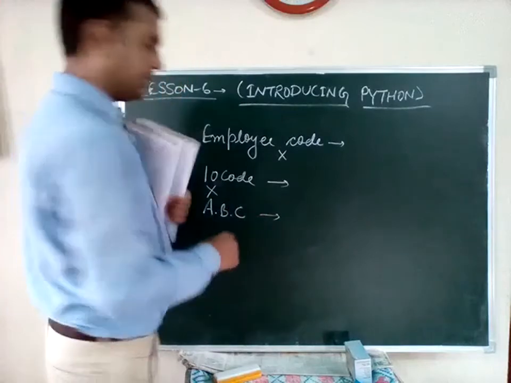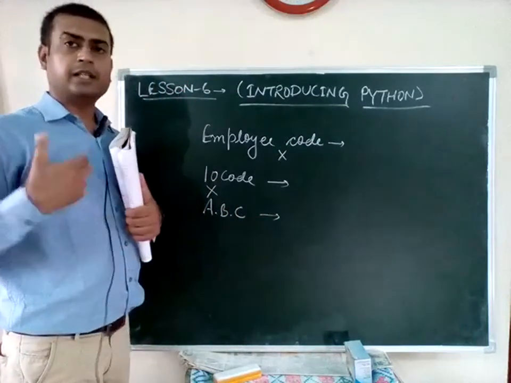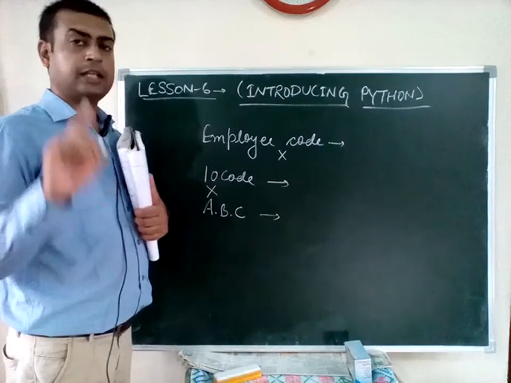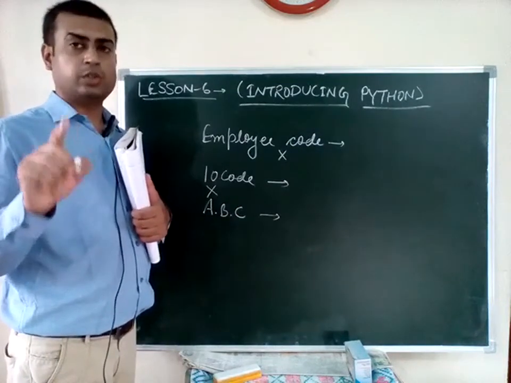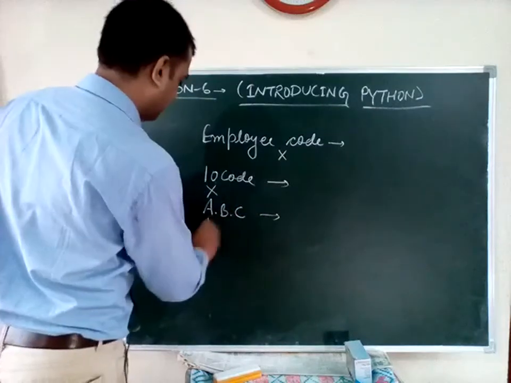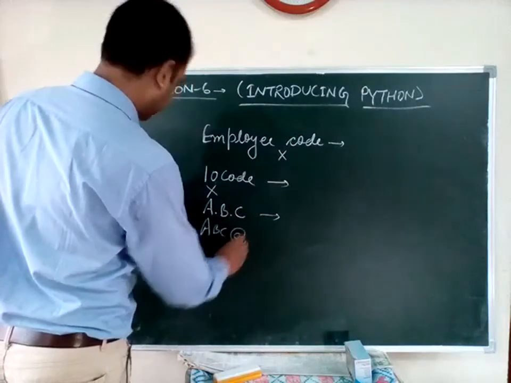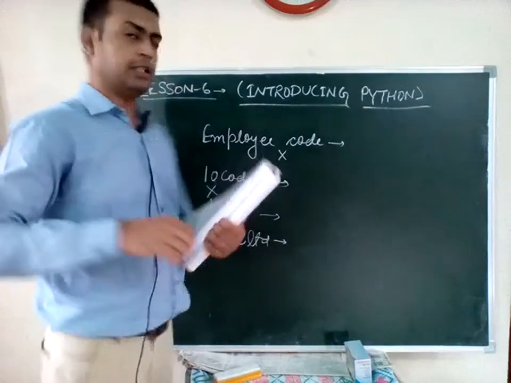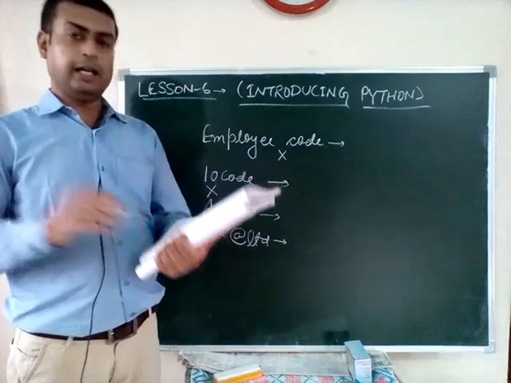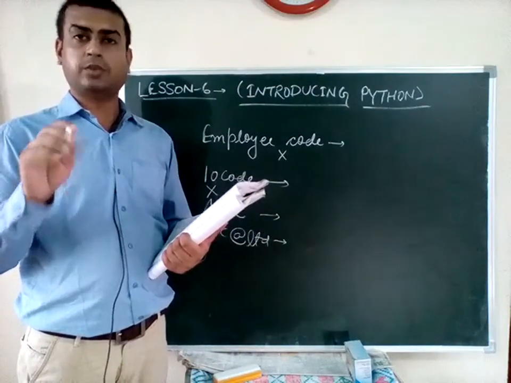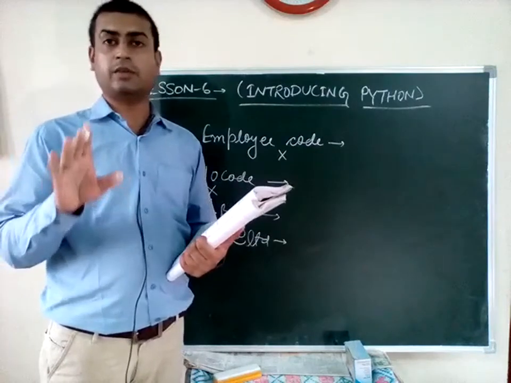Third, a.b.c. What is the problem in this variable? We can't use the dot operator. This is the most important thing. In your variable, don't use the dot operator. Next, abc@ltd. The at the rate symbol is a special kind of symbol; don't use such symbols in the naming of a variable.